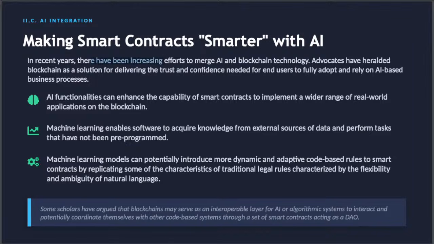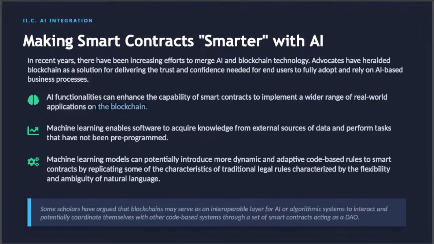In recent years, there have been increasing efforts to merge AI and blockchain technology. Advocates have heralded blockchain as a solution for delivering the trust and confidence needed for end users to fully adopt and rely on AI-based business processes. AI functionalities can enhance the capability of smart contracts to implement a wider range of real-world applications on the blockchain.